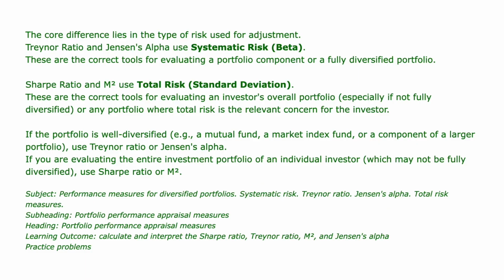Systematic risk measures, such as Treynor, Jensen's, are for diversified portfolios or components. Total risk measures, such as Sharpe, M², are for overall investor portfolios, which may not be diversified. The question specifies well-diversified and only systematic risk matters.